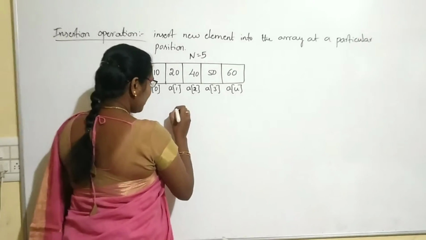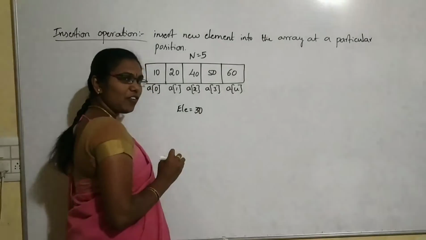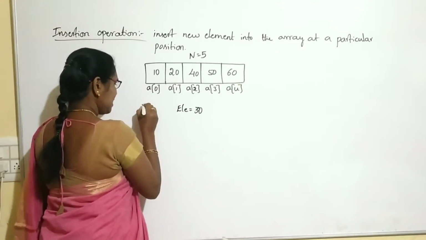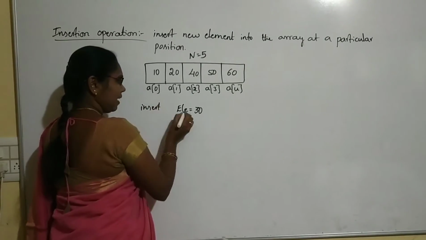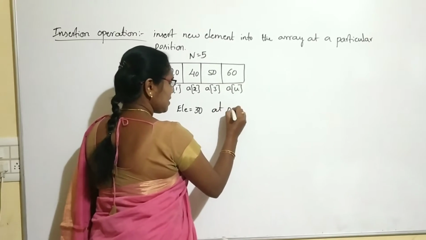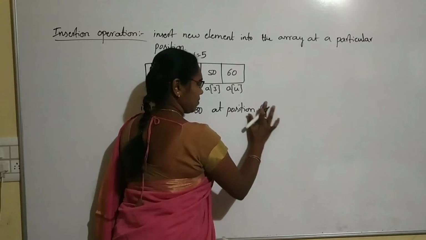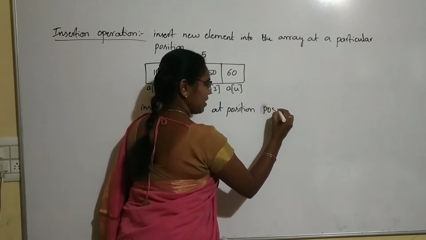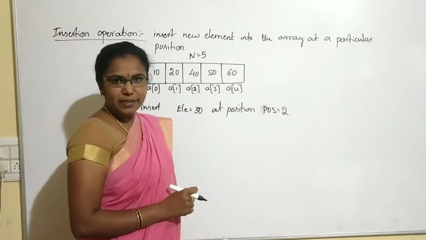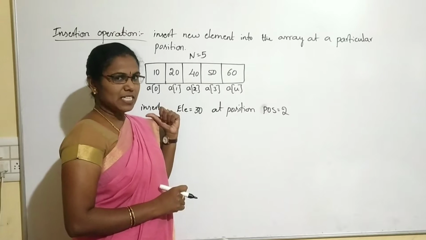Now I want to insert element 30. Which element do we want to insert? The element 30. Insert element 30 into the array at position 2. At which position are we inserting the new element 30? At position 2, we are inserting the element 30.